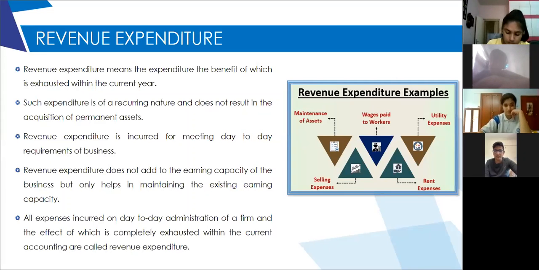Now revenue expenditure. This is important because I'm going to do one sum with you where I'm going to ask you the difference between capital and revenue, so be prepared. If you're not understanding, ask me now. Revenue expenses means expenditure, the benefit of which is exhausted within the current year. For capital, I told you that I am spending money for a long period of time. Here it is an expenditure that is going to be exhausted within the current year itself. Such expenditure is of recurring nature. Krishna, what is the meaning of recurring nature?